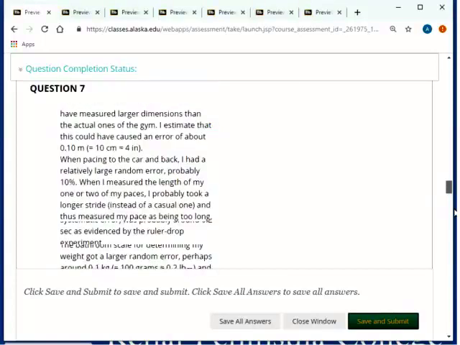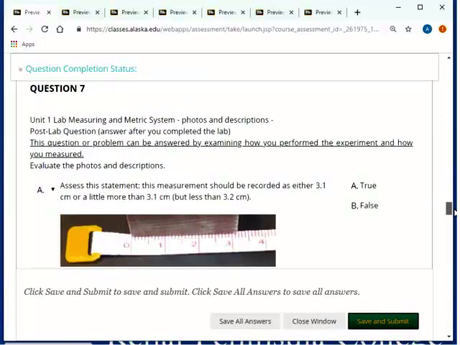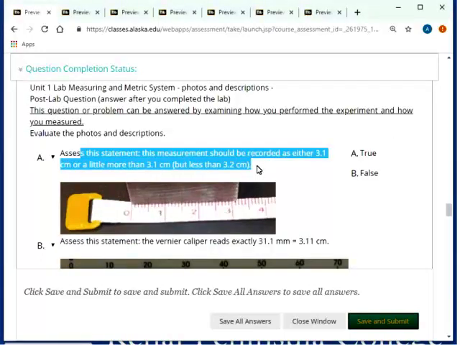Okay, so let's go down here. Oh, one last question, I think, for the measuring and metric system, or a couple more, I think. So after you complete the lab, evaluate the photos and descriptions here. So assess the statement. This measurement should be recorded as either 3.1 centimeters or a little more than 3.1 centimeters, but less than 3.2. And you see here in the edges there between 3.1 and 3.2.